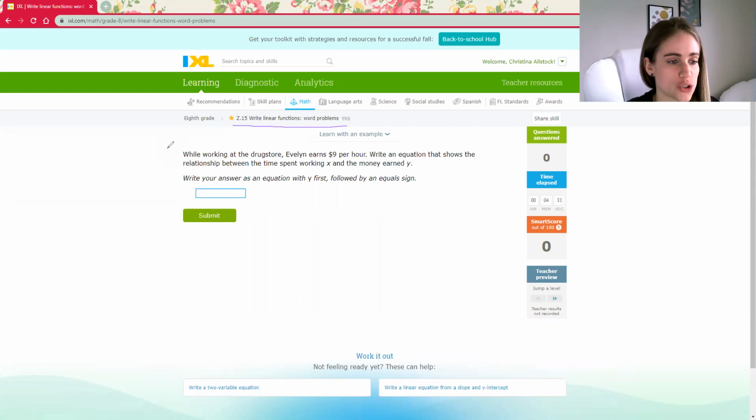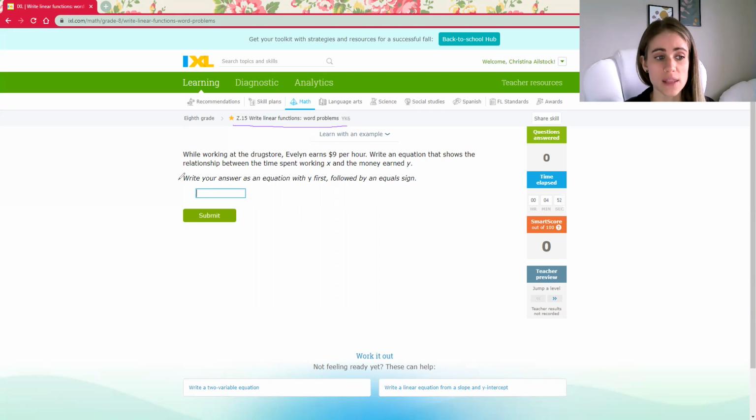While working at the drugstore, Evelyn earns $9 per hour. Write an equation that shows the relationship between the time spent working X and the money earned Y. And here are the directions. Write your answer as an equation with Y first, followed by an equal sign.